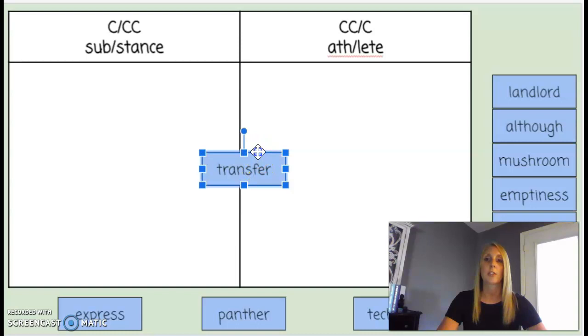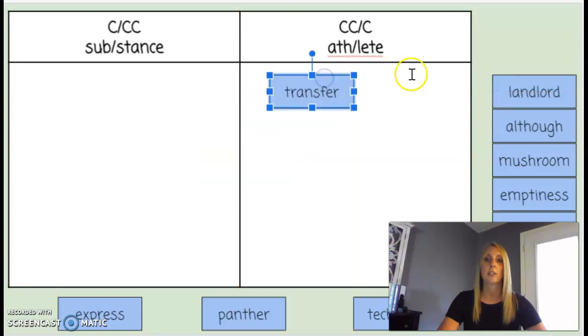So I'm going to drag it to the CC/C since it follows that pattern. You need to put the rest of the words in the correct column.